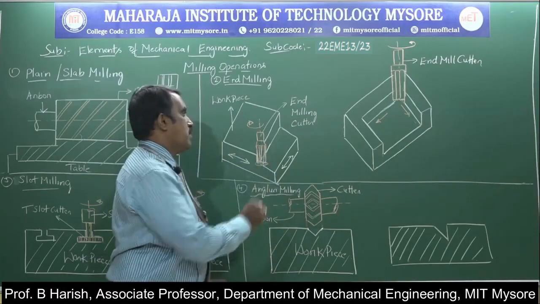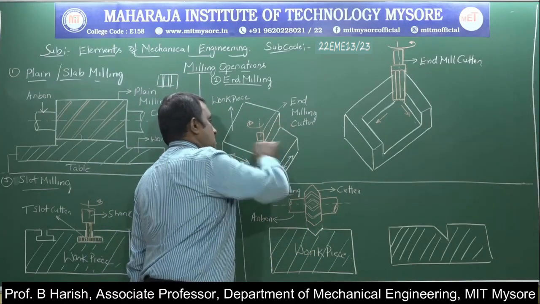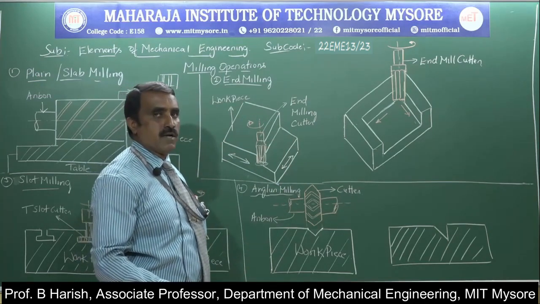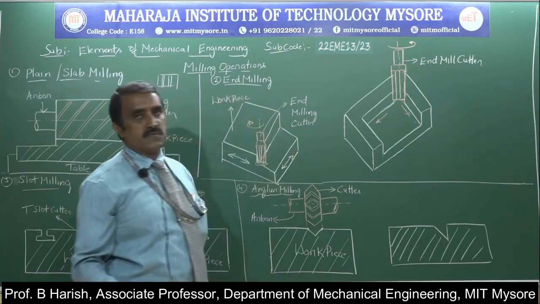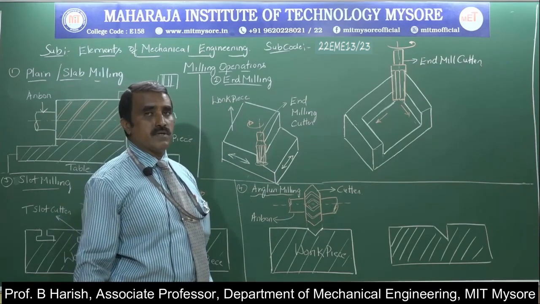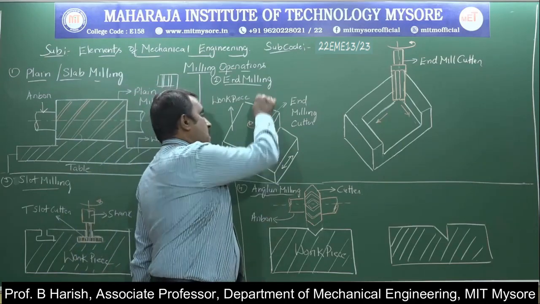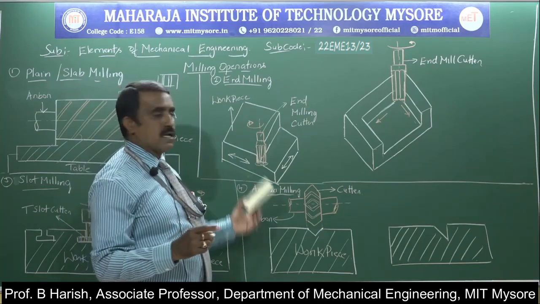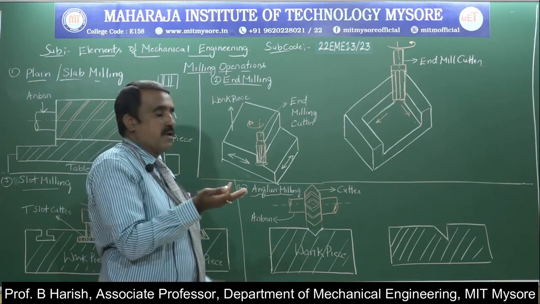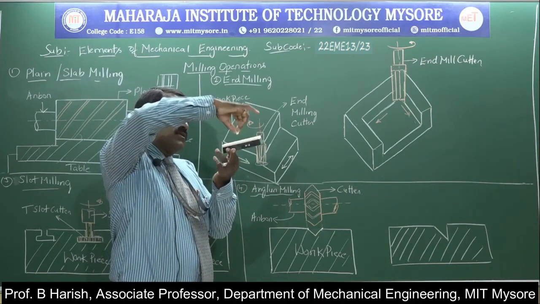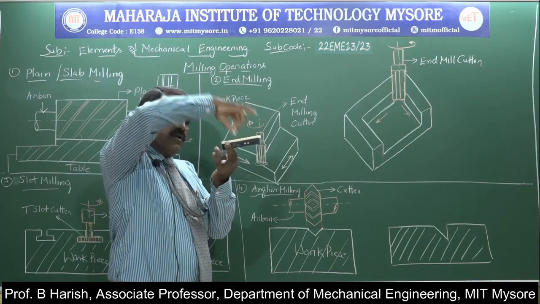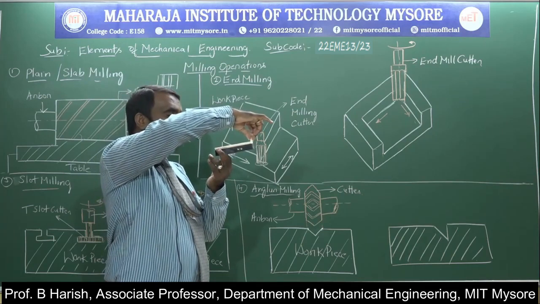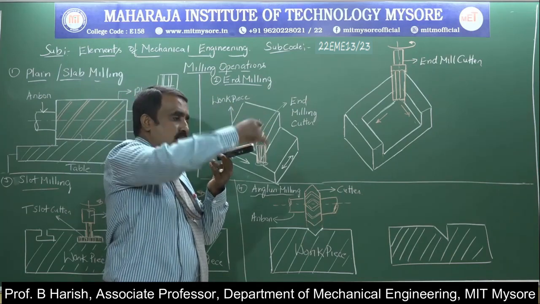So the tool is fixed, and you can observe the direction in which the cutter will be rotated. On the table the workpiece is fixed, and then the machine is switched on. The cutter is connected to the vertical spindle, so the spindle starts rotating and the cutter also rotates. The table is moved, and the cutter is brought in contact with the surface of the workpiece. So the material is removed on the end surfaces.